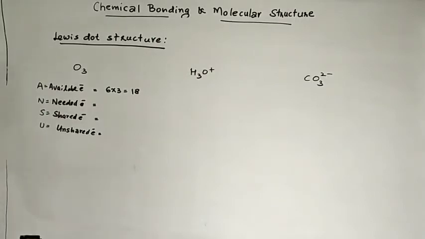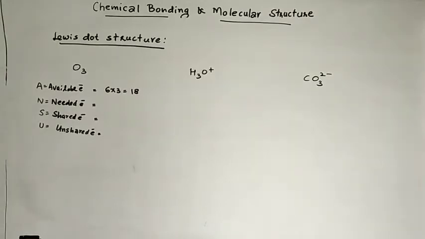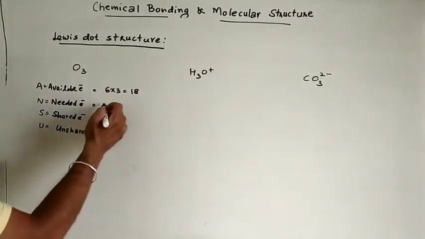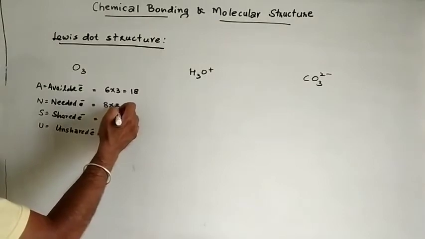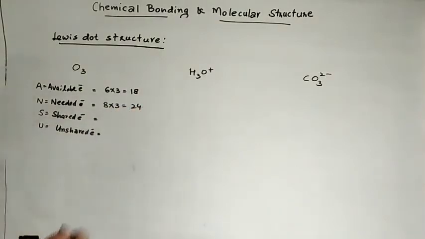Needed means, when a bond is formed, atoms combine to complete their octet, except hydrogen. So needed means how many do we need? Every atom should complete its octet, so 8 are needed. Then for 3 atoms, how many? 24. Clear? So 18 valence electrons are available and 24 are needed.